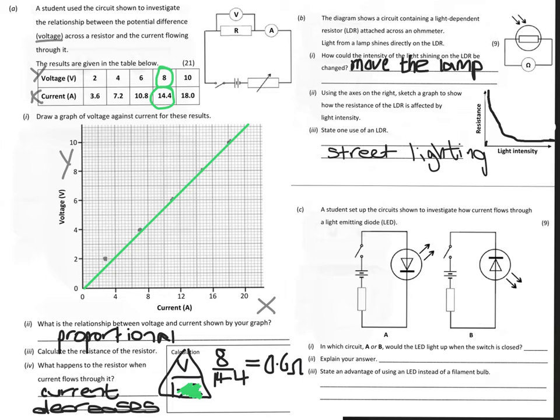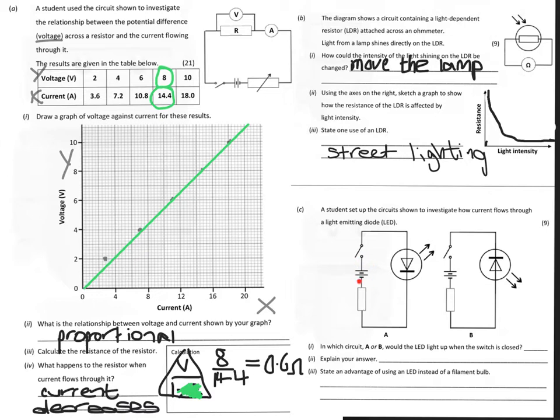Okay, and part C here, a student set up the circuits shown to investigate how current flows through a light emitting diode. So that's our LED. Now we know that in our LED, the current will only flow when the LED is forward biased, which means the positive terminal of the cell is connected to the positive part of the LED.